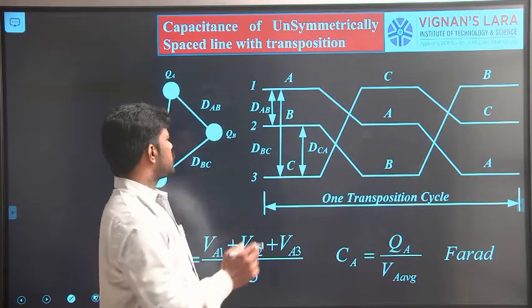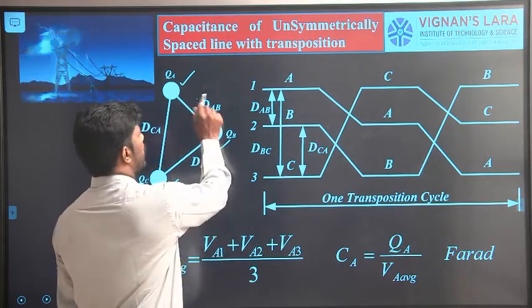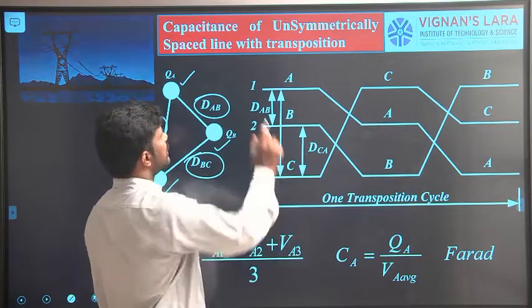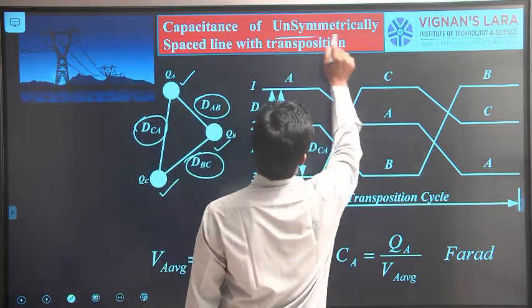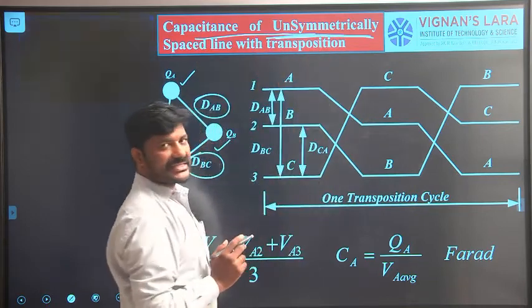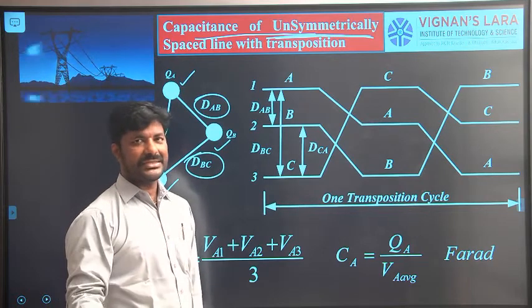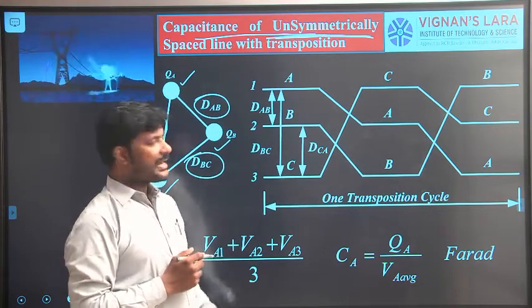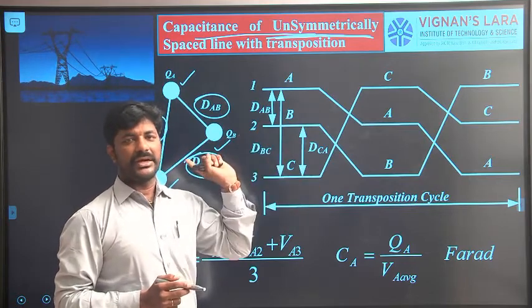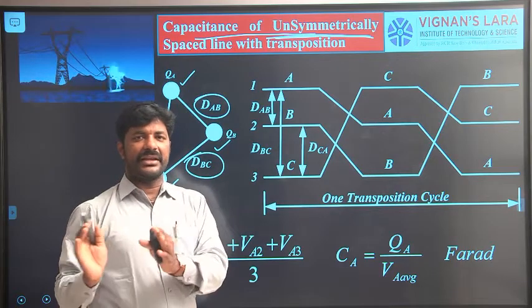Okay. So this is conductor A, conductor B and conductor C, which are located with the distances of DAB, DBC, DCA. Because this is an unsymmetrically spaced line, it does not have three equal distances. Three unequal distances we can observe here. Such unequal distances should undergo transposition. What is transposition? The position of the conductors should be changed at regular intervals of time.